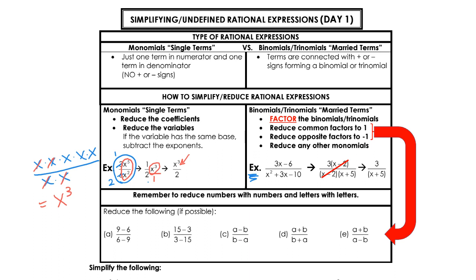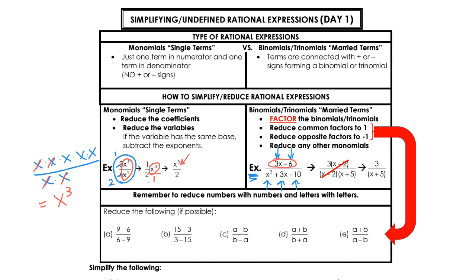But in this one, this is actually a term, and this is a term, and this is a term, and this is a term, and this is a term. And we cannot cancel or reduce terms. We can only cancel or reduce factors. Well, we don't get factors unless we factor. And so that's why we spent so much time in Unit 1 factoring.